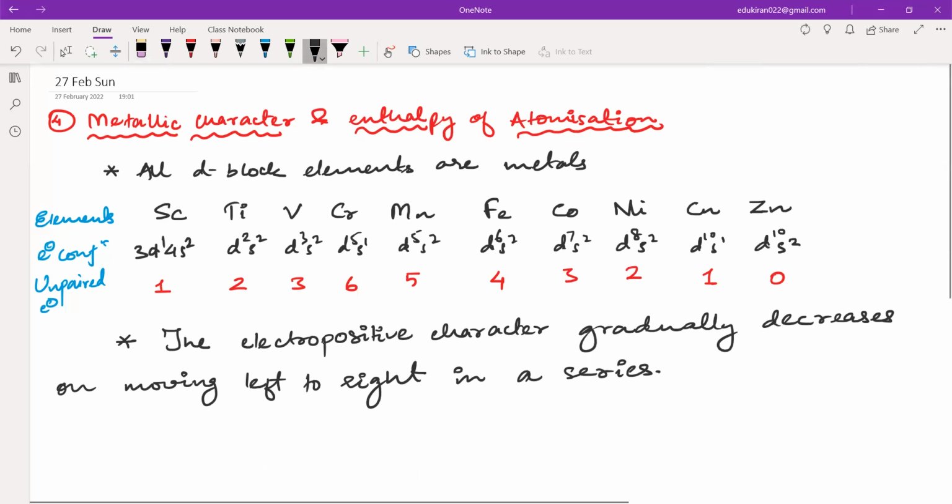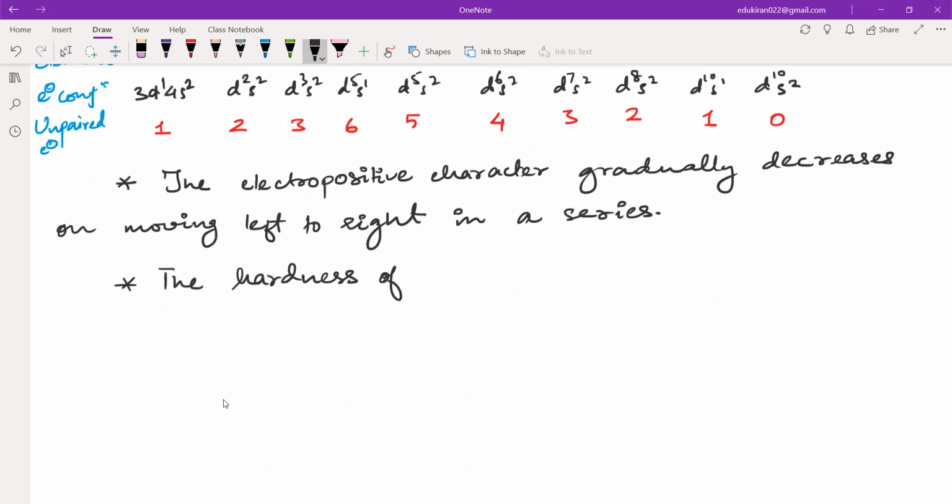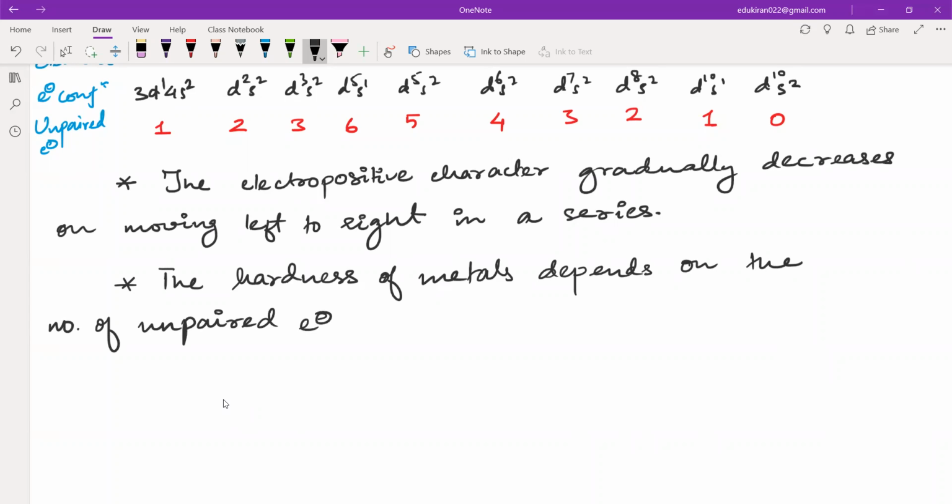Next is how are the bonds? If we talk about the bonds or the hardness of metals, the hardness of metals depends on the number of unpaired electrons between the metal atoms.